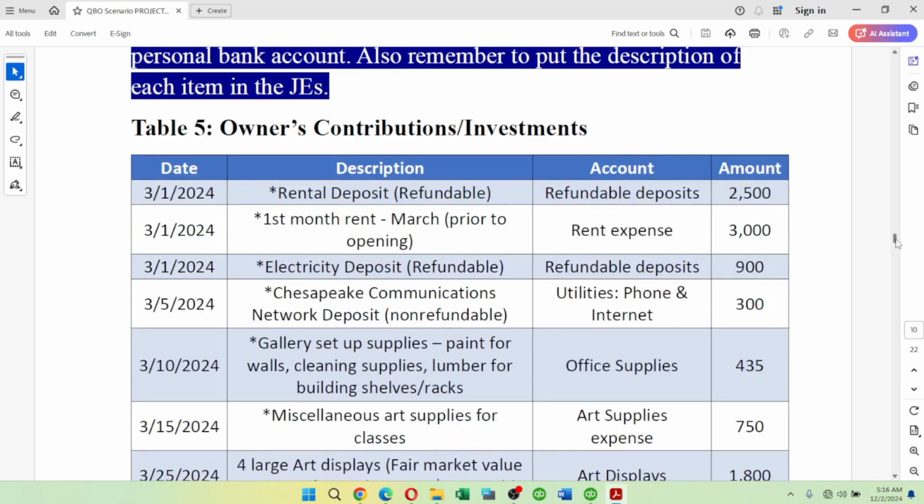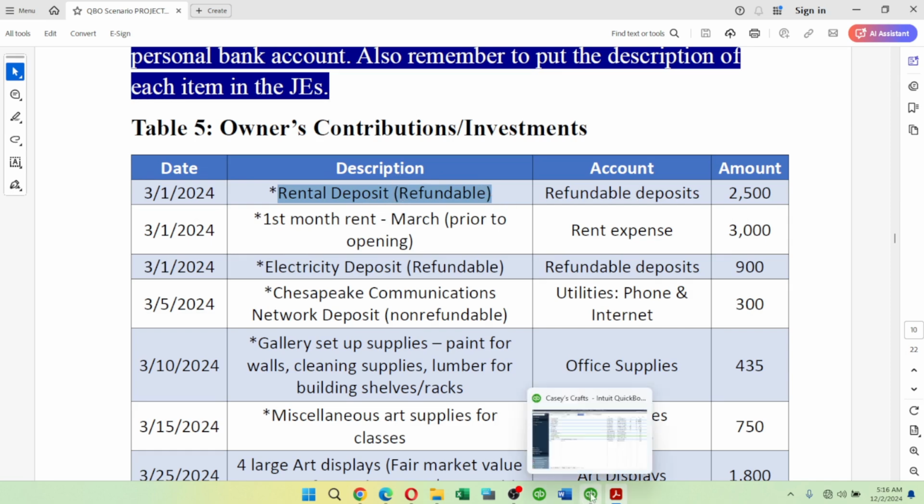Now let's see. We have rental deposit, which is refundable. Why is it refundable? If today he says he doesn't want it again, it's a kind of caution fee. When you're renting an apartment, you pay a caution fee. So if you're moving out anytime, the owner of that apartment will have to refund you that. So this is a rental deposit he made.